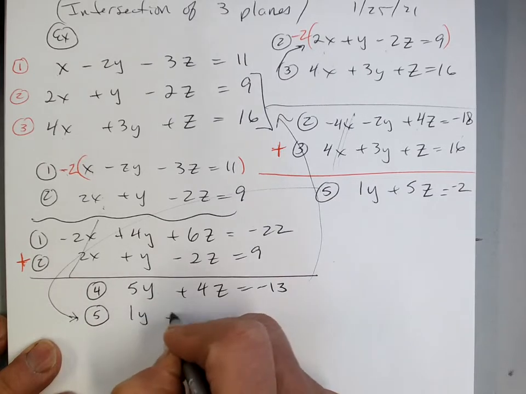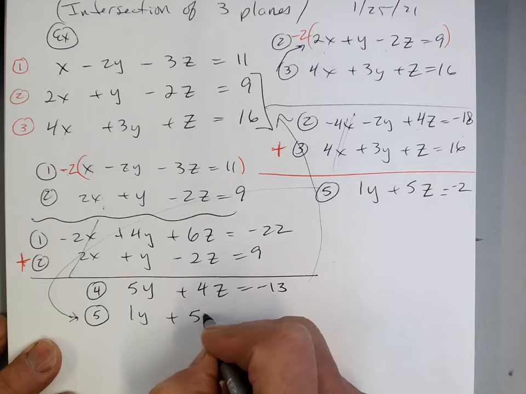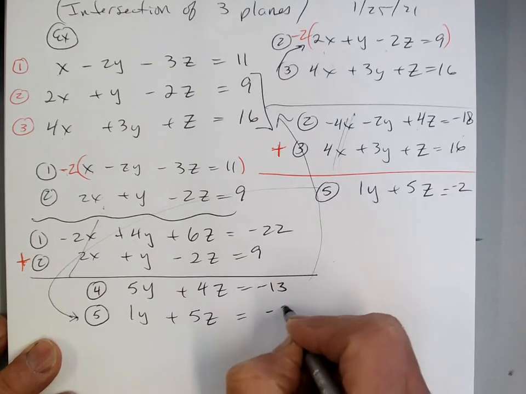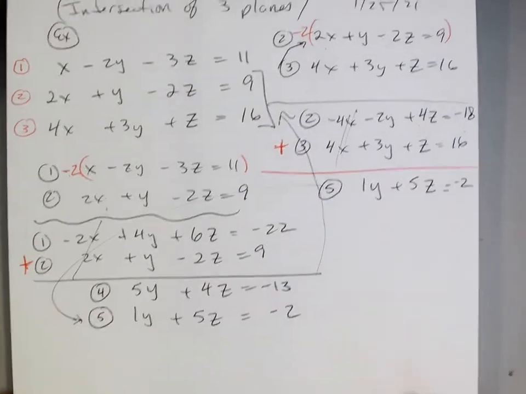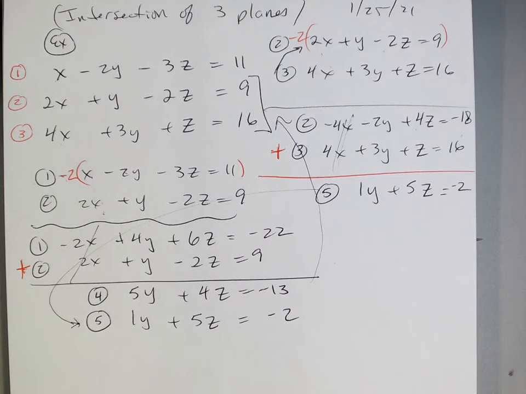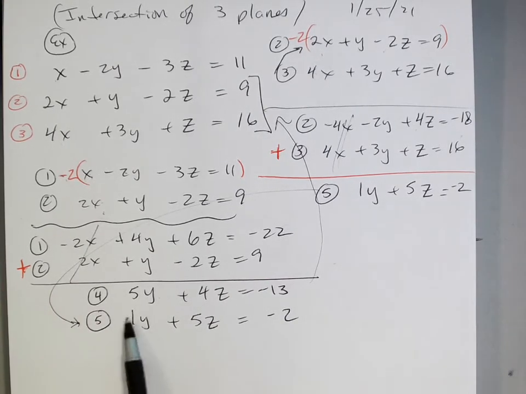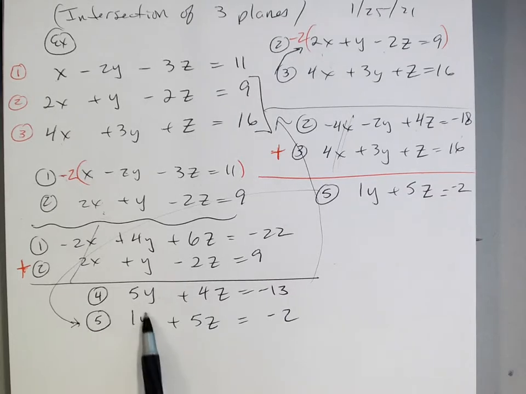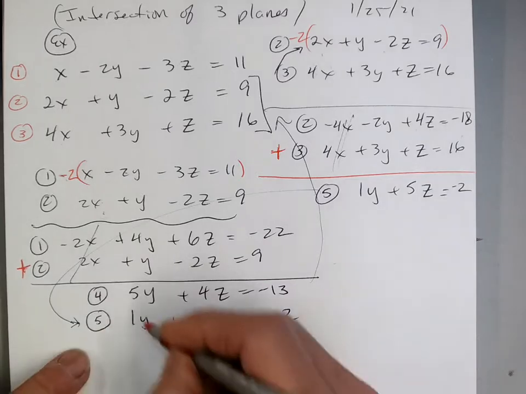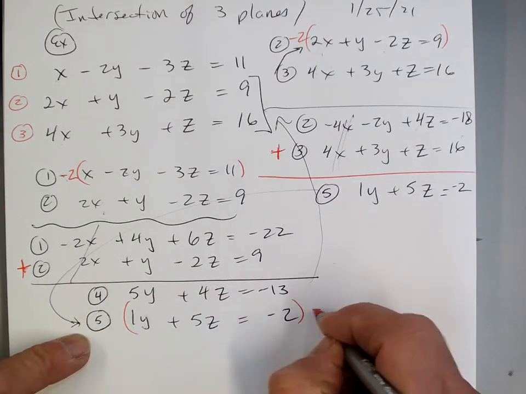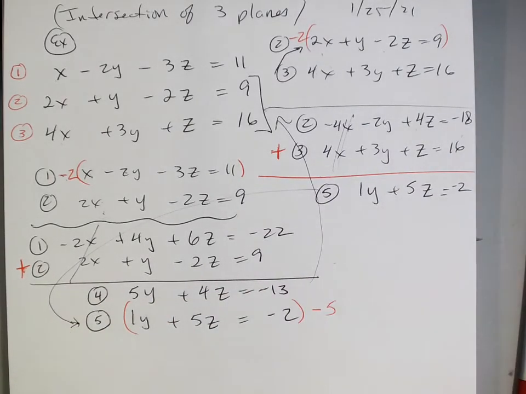1y plus 5z equals negative 2, okay? All right, now this is what we did last night. This gets easy. So now I'm probably going to think the easiest thing is to multiply this by negative 5. You see negative 5 right here? If that's negative 5, then they cancel, right? 5y, negative 5y. So I'm going to cancel out the y's. Multiply by negative 5, okay?